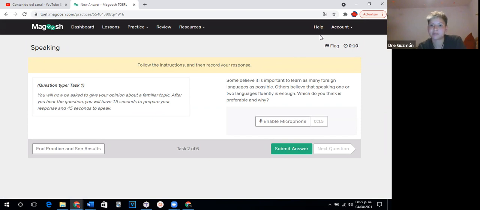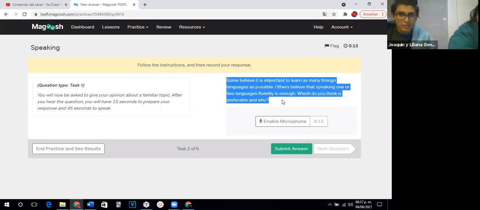Some believe it is important to learn as many foreign languages as possible. Others believe that speaking one or two languages fluently is enough.